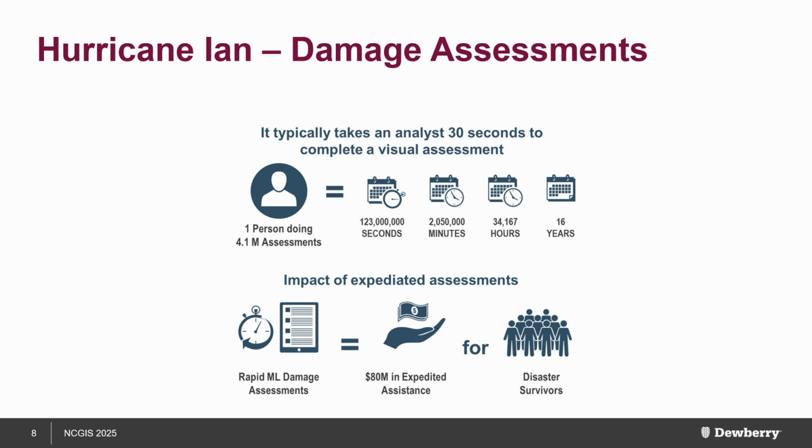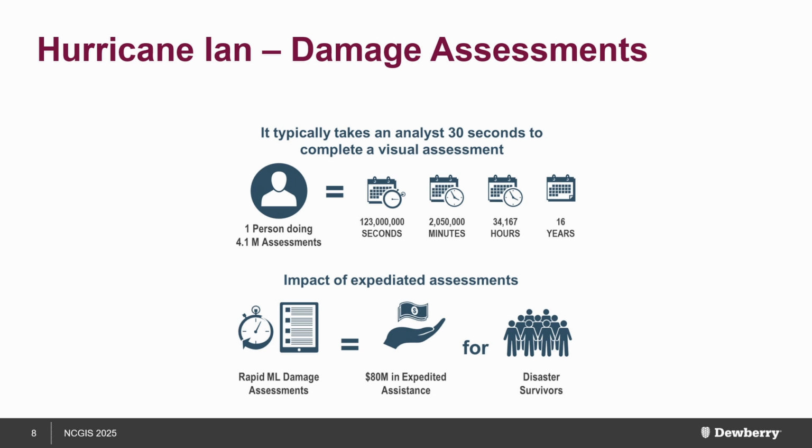And so the use case here is Hurricane Ian. We were able to run that model that we trained. We've run it in other disasters as well, but FEMA asked us to run it for this one specifically. And we performed over 4 million damage assessments. The math there is if one person was doing it, it would take them 16 years. There's never one person doing it, but we were able to do that in a few hours.